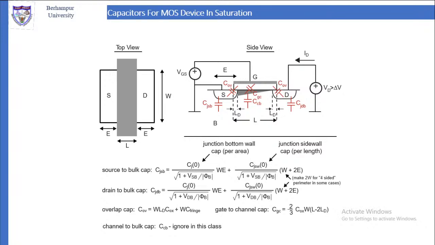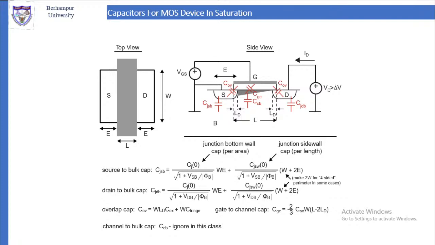Then the capacitance between gate and drain, that is COV. Then drain and ground, that is CJDV. So these are the capacitances available there. Then you can see what is L, the length of the gate. Then what is LD, that you can also see. All those things you can see.